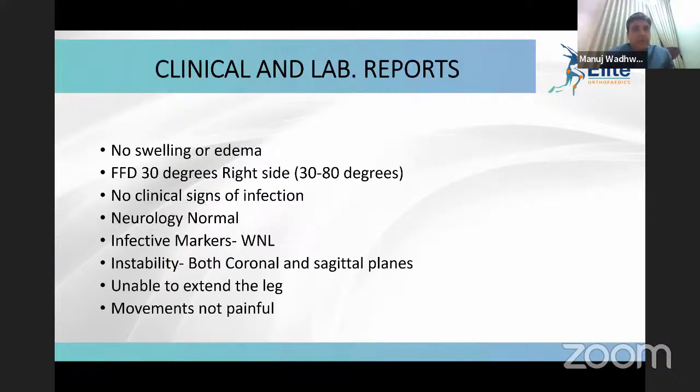Clinically, she had no swelling or edema, but she had a fixed extension deformity of 30 degrees on the right side, and maximum bending was up to 80 degrees. There were no signs of infection. Neurology was normal. Infective markers were normal. Clinically, she had instability both in the coronal and sagittal planes.